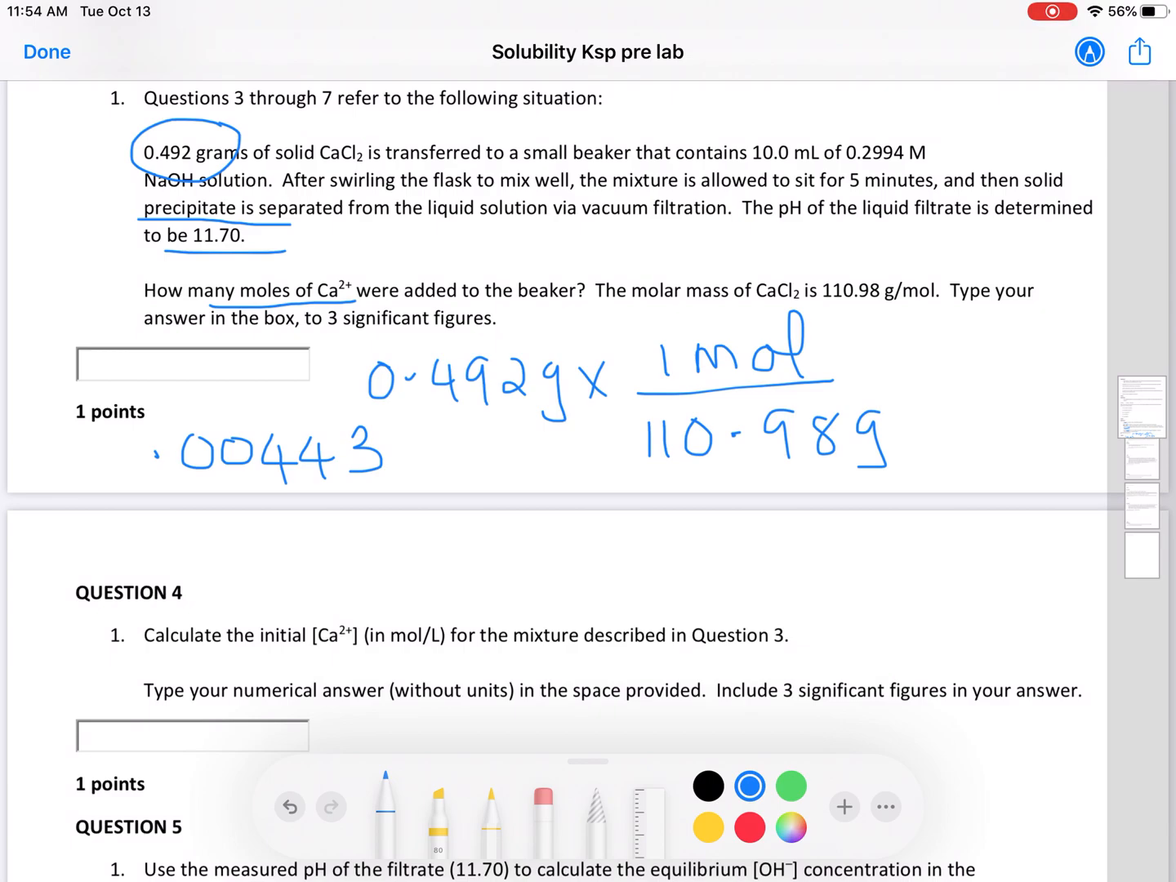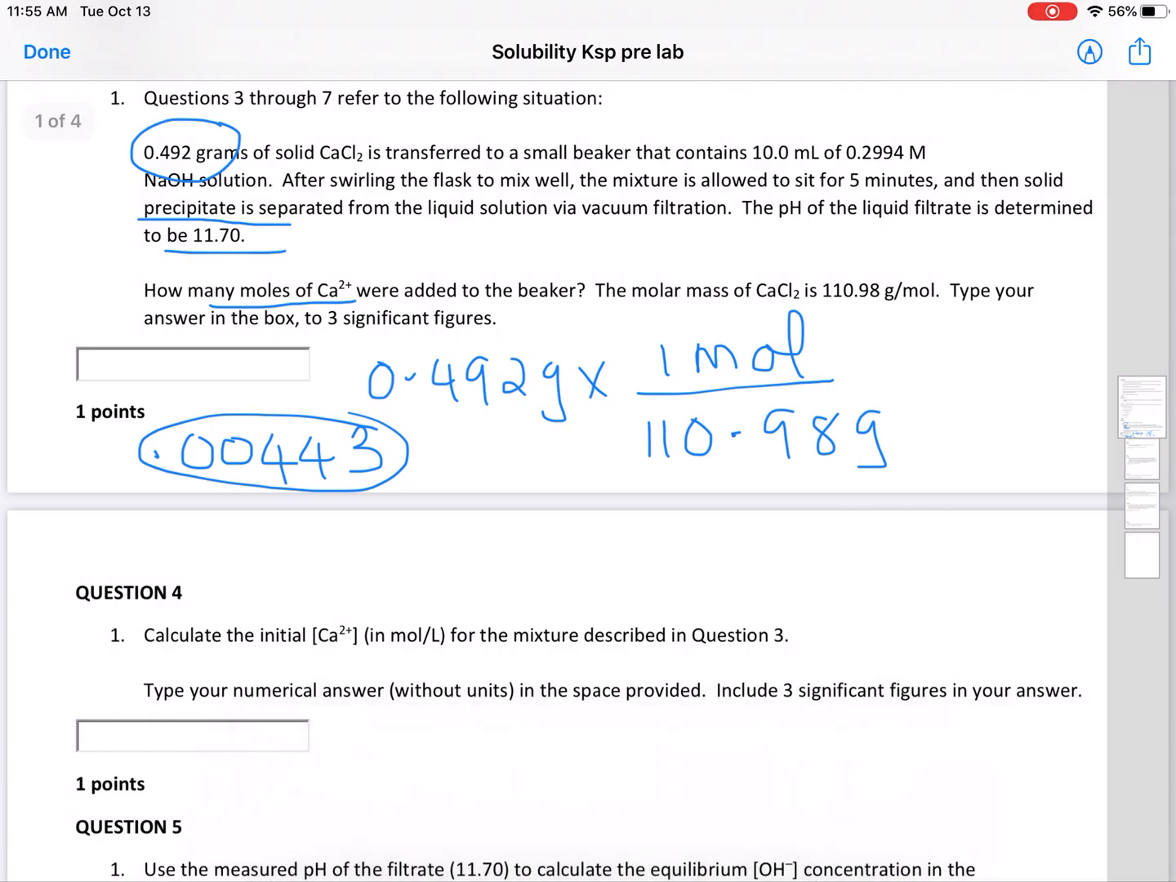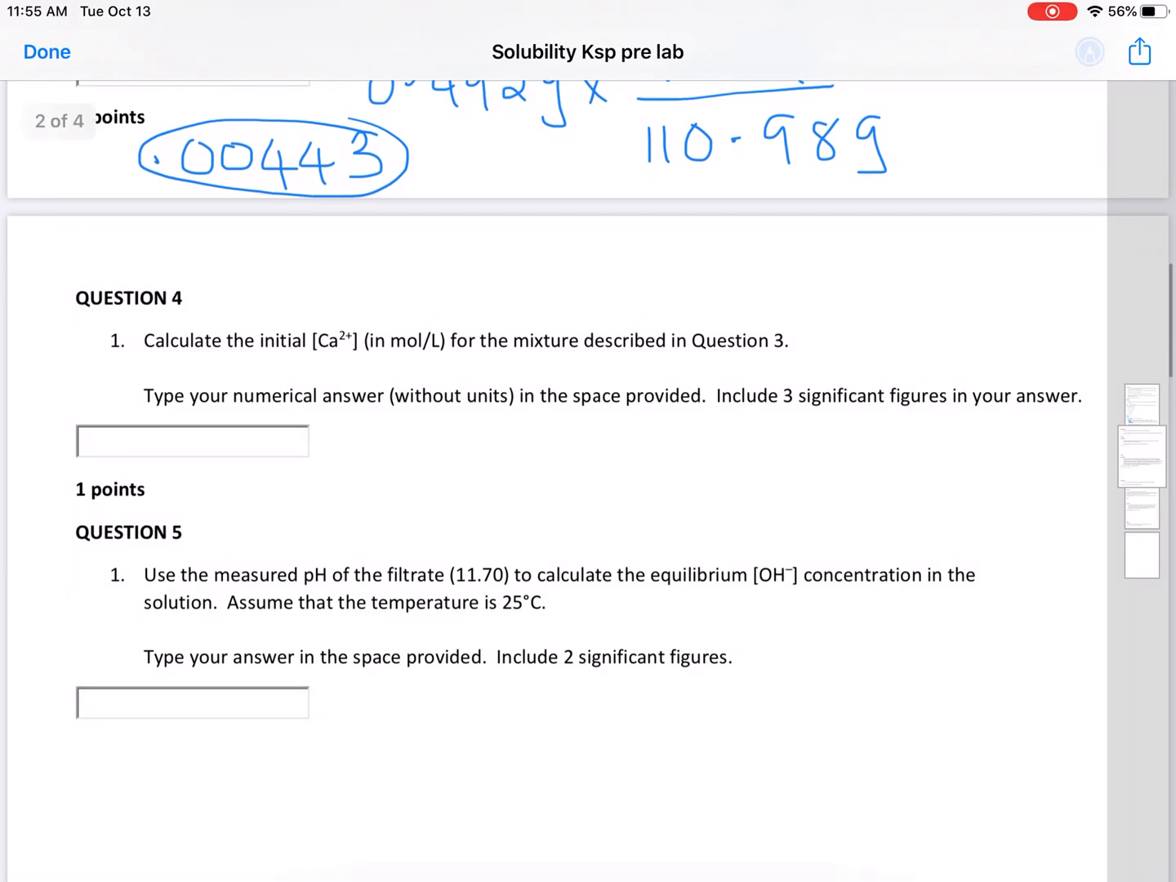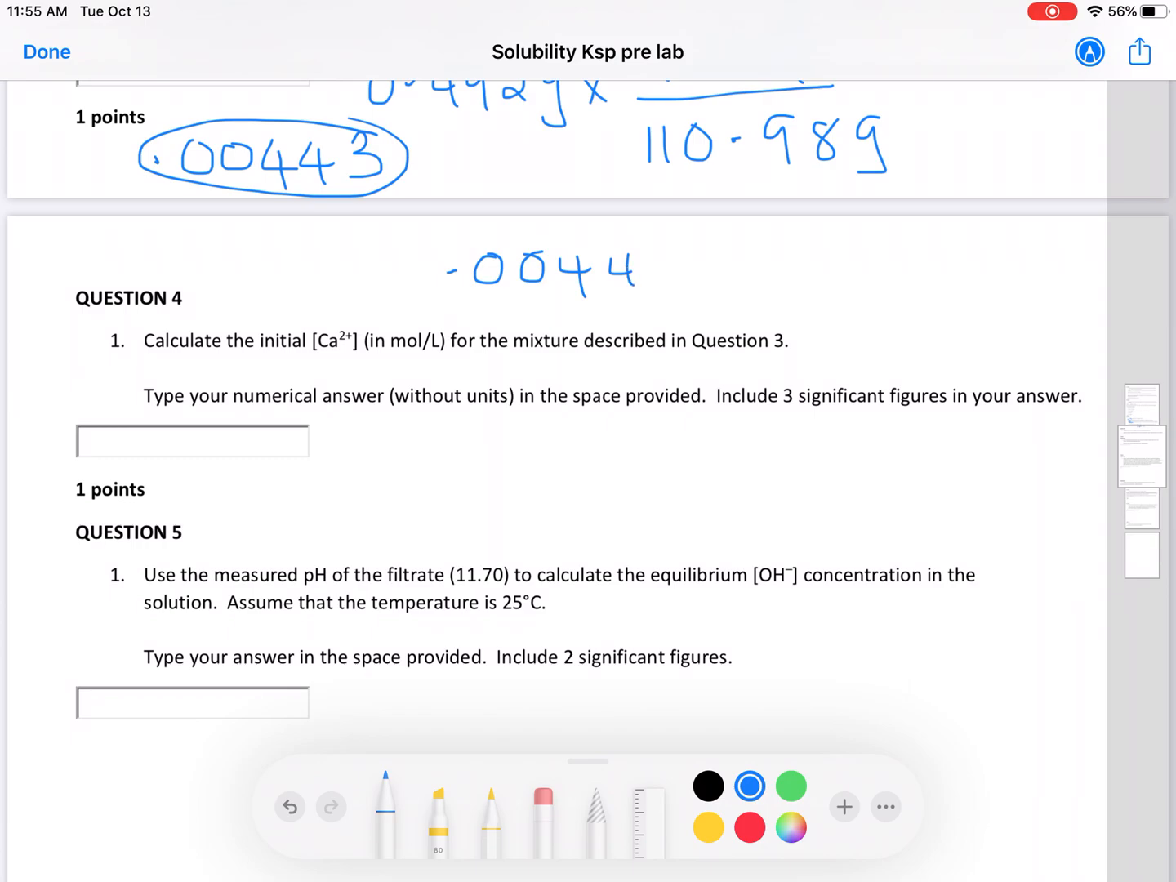Question 4. Calculate the initial calcium concentration for the mixture described in question 3. Now we found the number of moles. How do you find out the concentration? What do you need to do? Molarity is moles over volume. So you take this number of moles, 0.00443 moles.